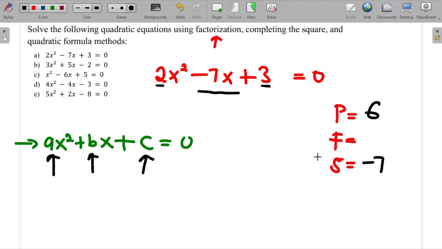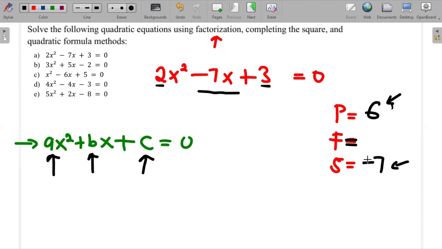Now the challenging part comes, where you have to find the factors. The factors are two numbers such that when you multiply them, you get the product, but when you add them, you get the sum. It's a trial and error method. There's no standard way of knowing what the factors are. For this one here, who can try? What do you think are the factors for this question?